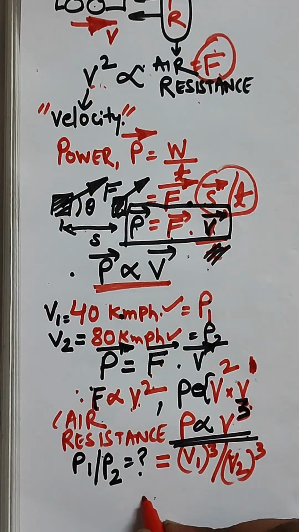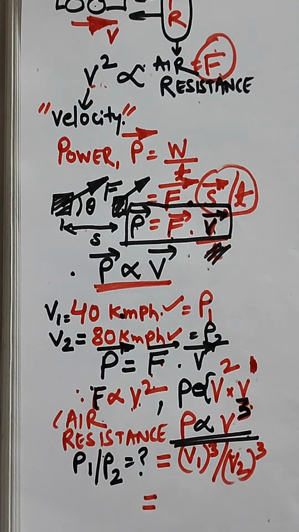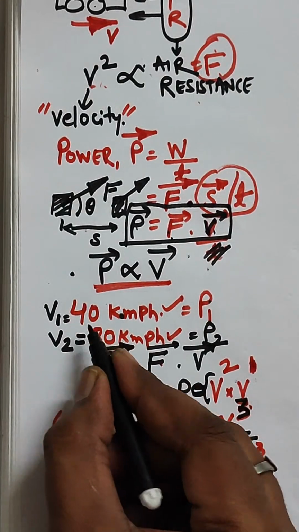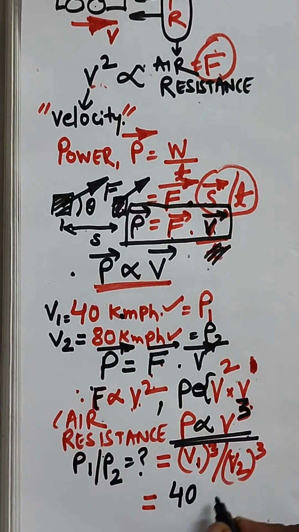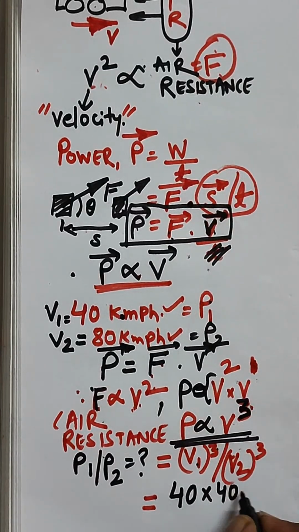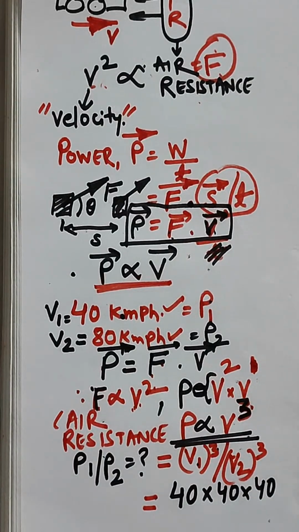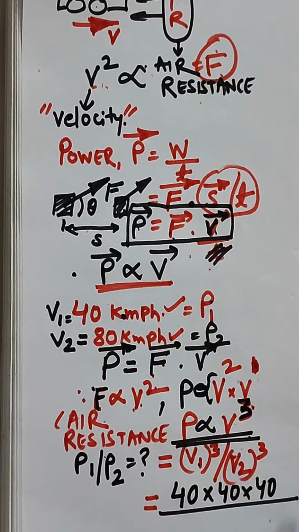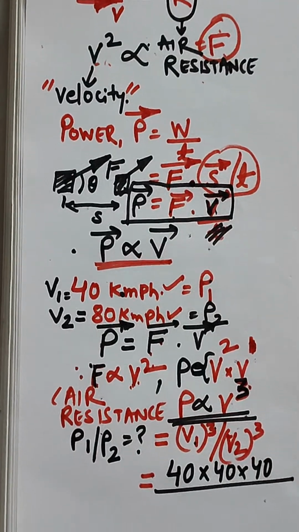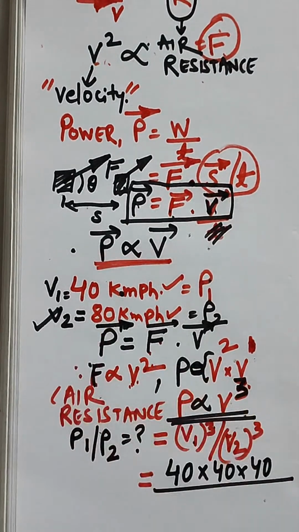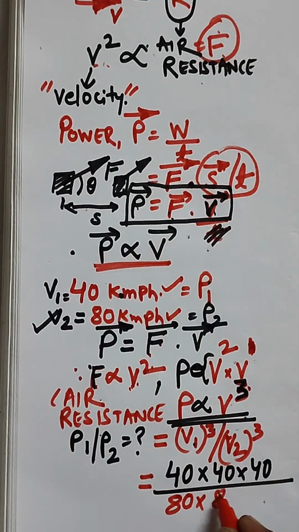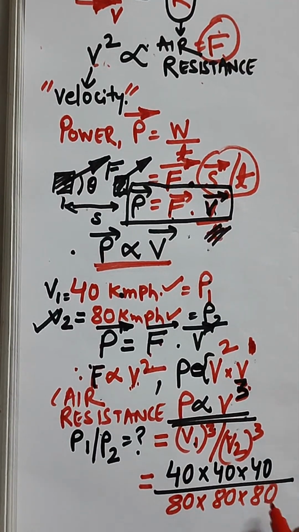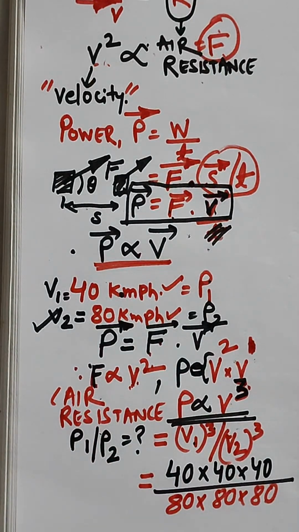And what is the value of V1? V1 is nothing but 40. So it's 40 cube. So 40 into 40 into 40 will be in the numerator, and in the denominator it will be V2 cube. So what is V2? V2 is 80 kilometer per hour, right? So the denominator will be 80 into 80 into 80. This will give you the ratio of P1 and P2.